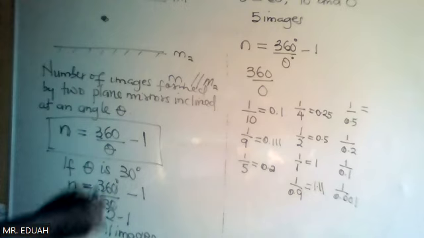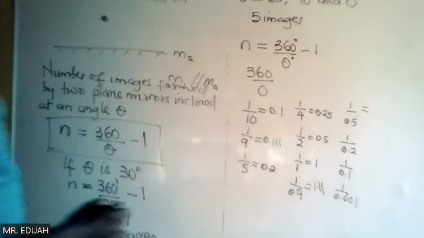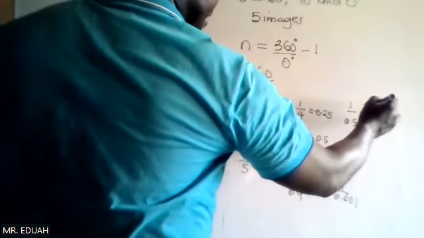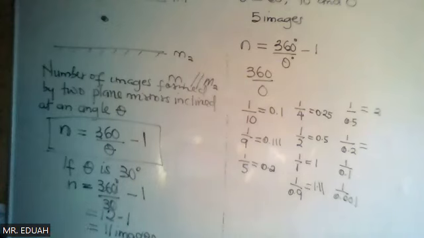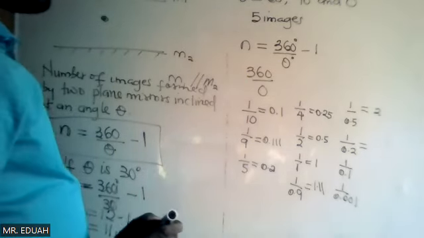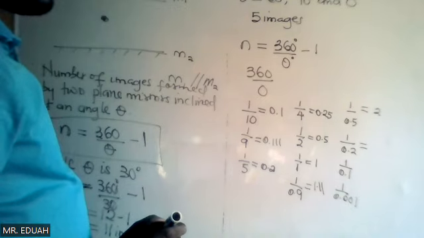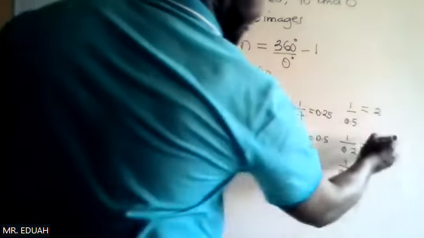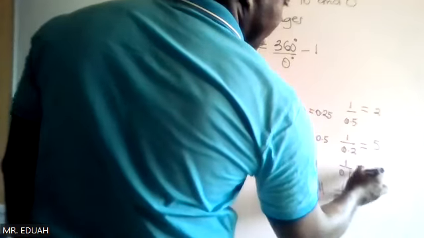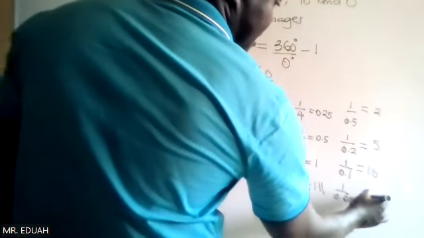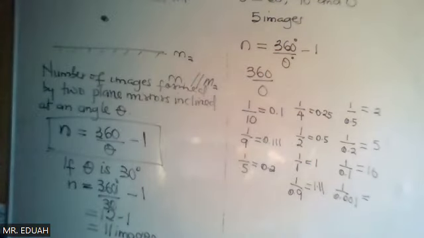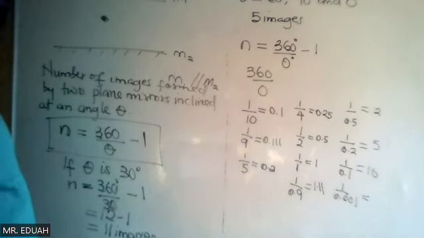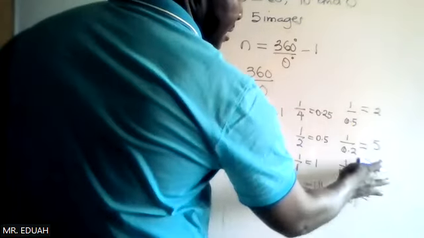1/0.5 is 2. 1/0.2 is 5. This is 10. And this one is 1,000.